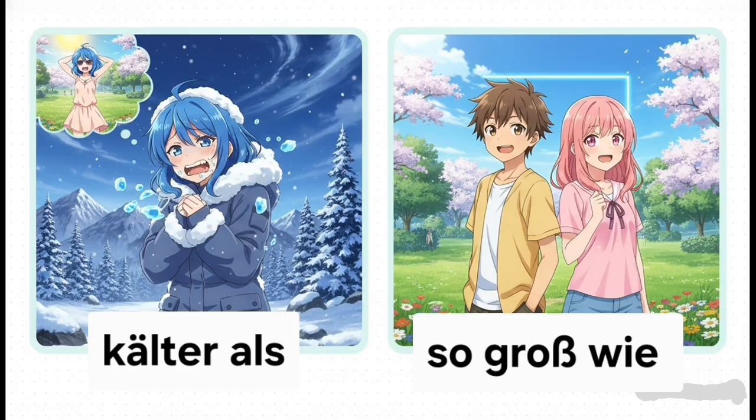But if you want to say two things are the same, you use so wie, which basically means as. For example, Lisa is as tall as Max is Lisa ist so groß wie Max. So remember, als for difference, wie for sameness.